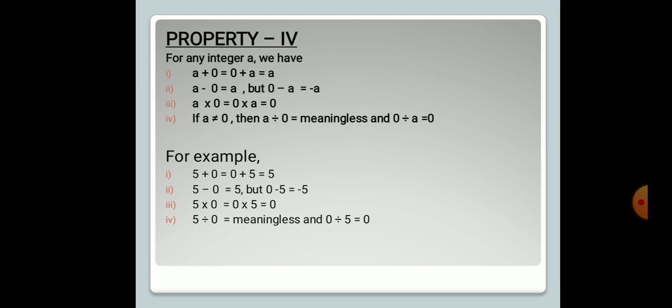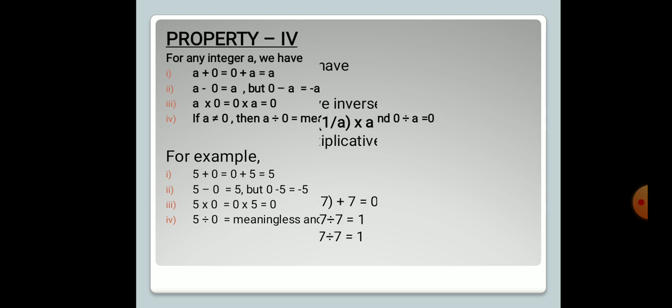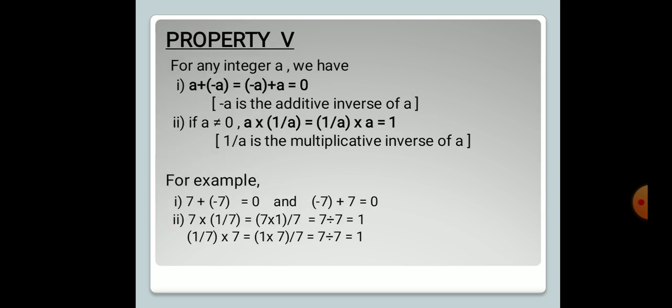Then the next one, for any integer a, we have a plus minus a is equal to minus a plus a, that is equal to 0. That means the additive inverse of minus a is a, and the additive inverse of a is minus a. So if we are adding a number with its additive inverse, you get the answer as 0.